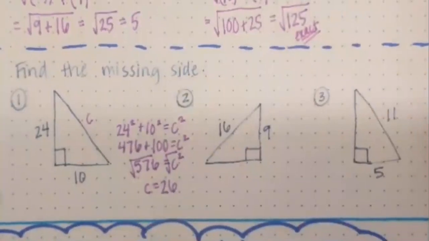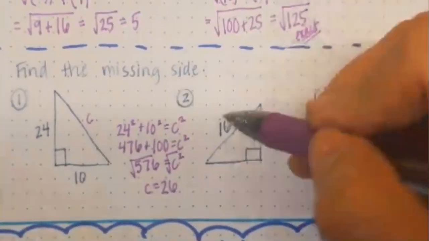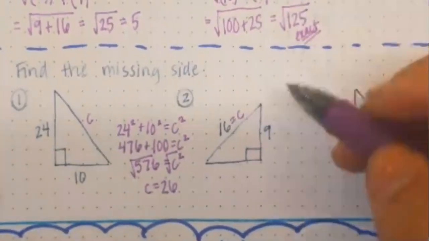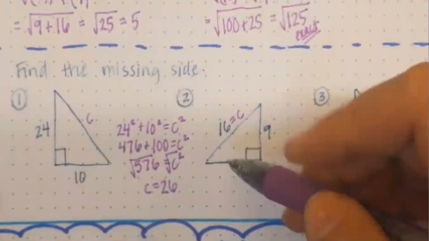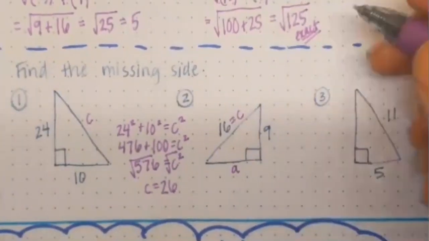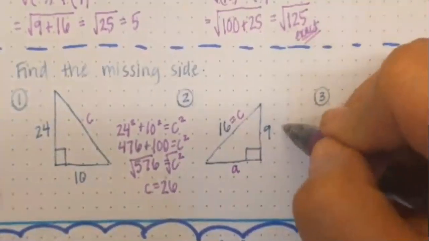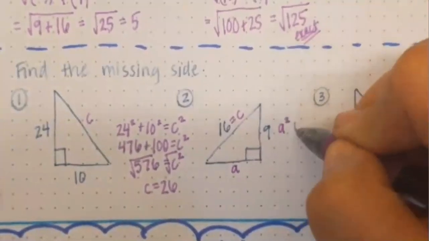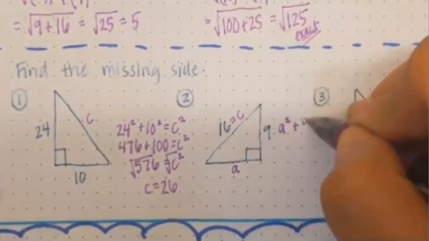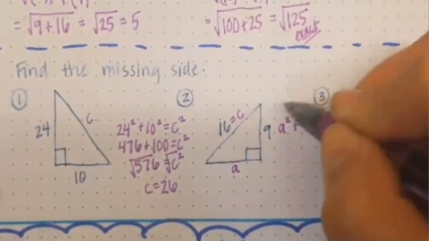For number 2, 16 has to be my C, so I'm given C this time. I'm going to call this other side A. It could be A or B, doesn't matter. And then I'm just going to write in my equation. I don't know what A is, so I'm going to leave that as A squared. B has to be the other, what we call the leg of my triangle. So A squared plus 9 squared has to equal C squared, so 16 squared.